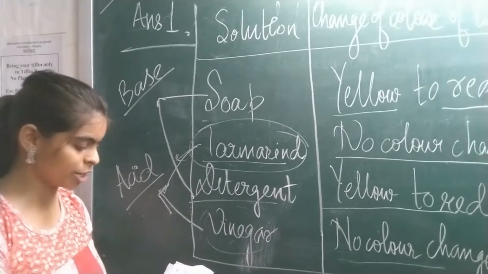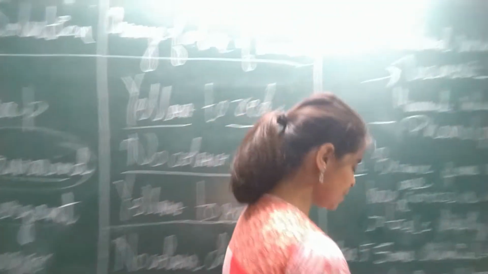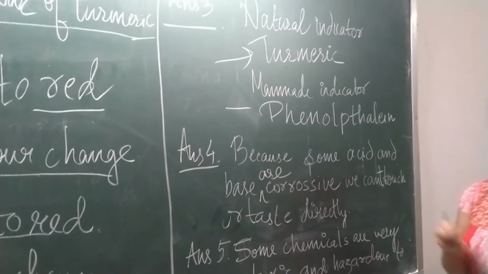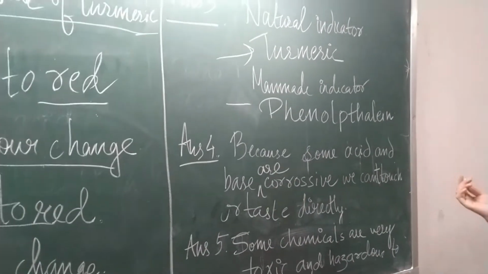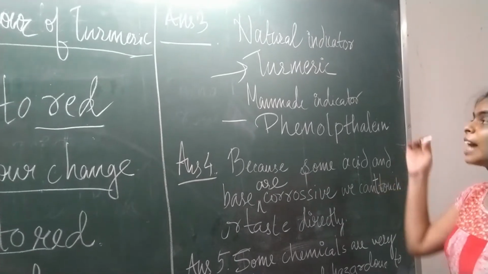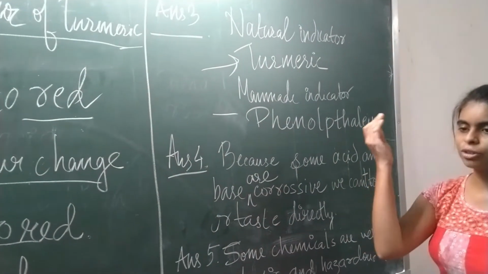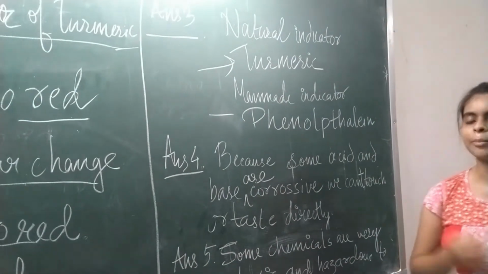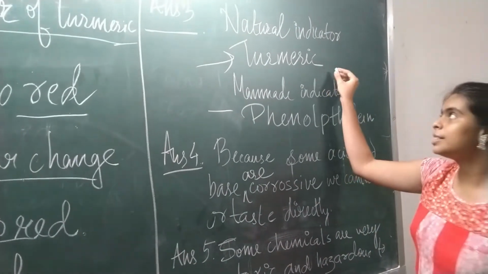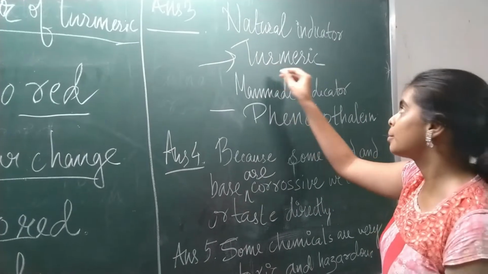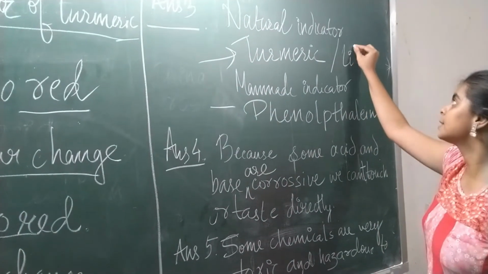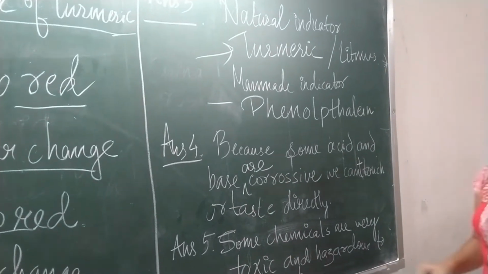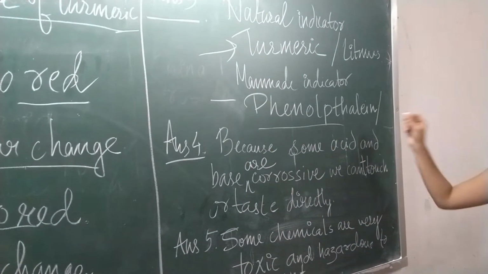Now comes the third question. It says name the natural indicators and man-made indicators. We have discussed in the last class which is natural and which is man-made. Natural indicators occur naturally in nature, and man-made indicators are those which are synthesized in the laboratory. Natural indicators I have given as examples are turmeric and litmus paper or litmus solution. And man-made indicators are phenolphthalein and methyl orange.